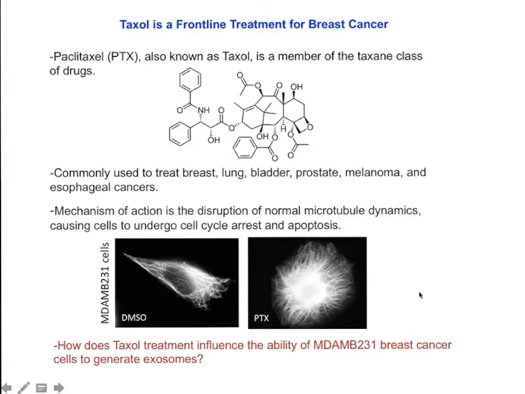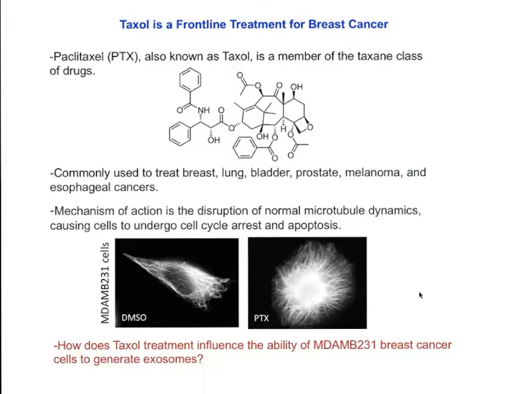But what we started to wonder, one of the lines of study that we pursued, is how might exosome production by cancer cells change if you were to treat a cancer cell with a chemotherapeutic agent?